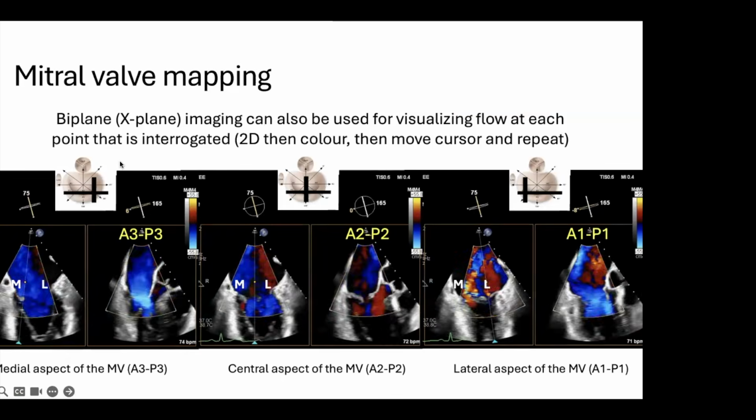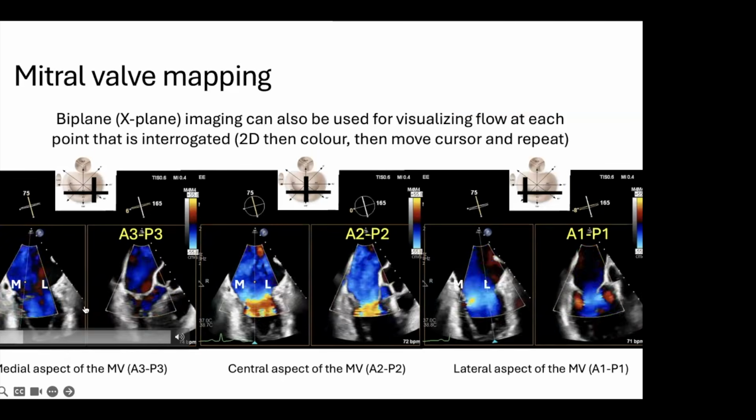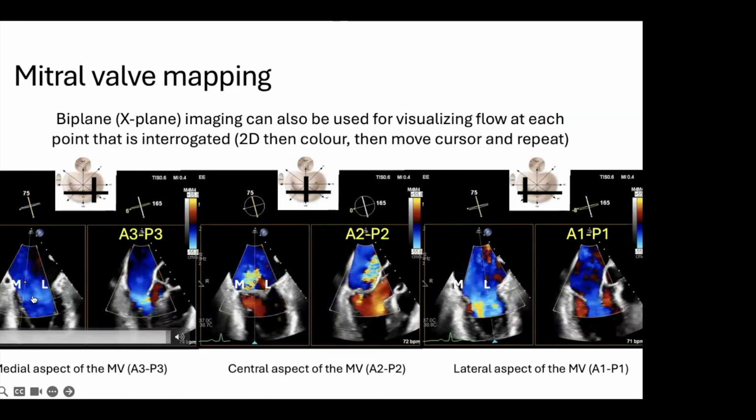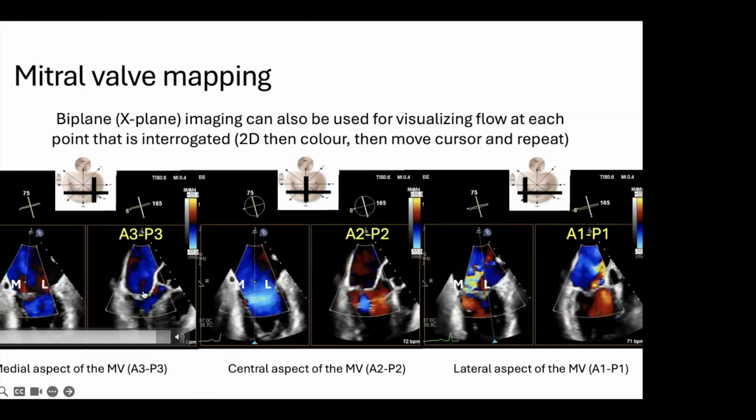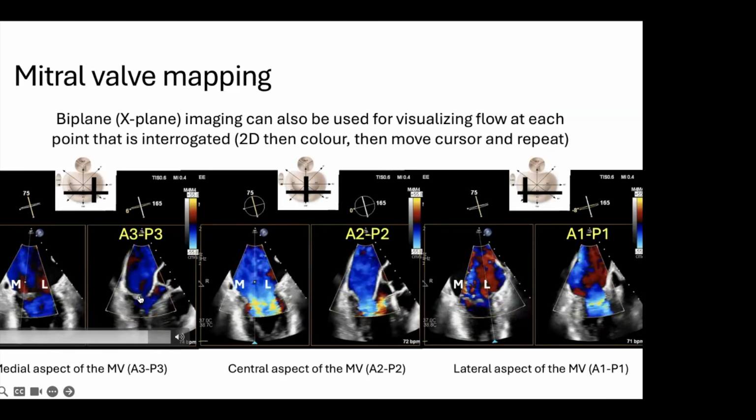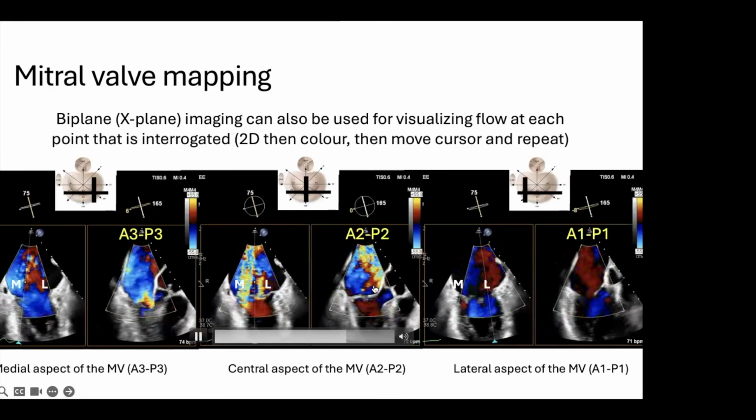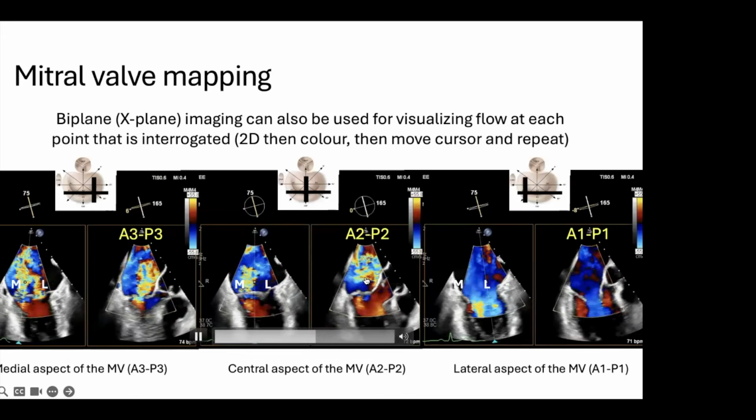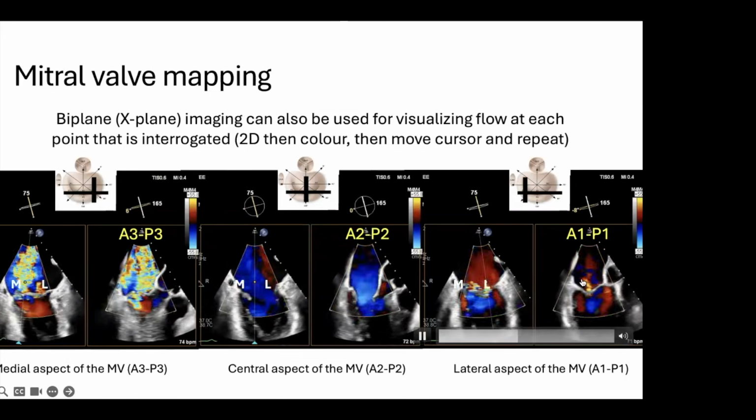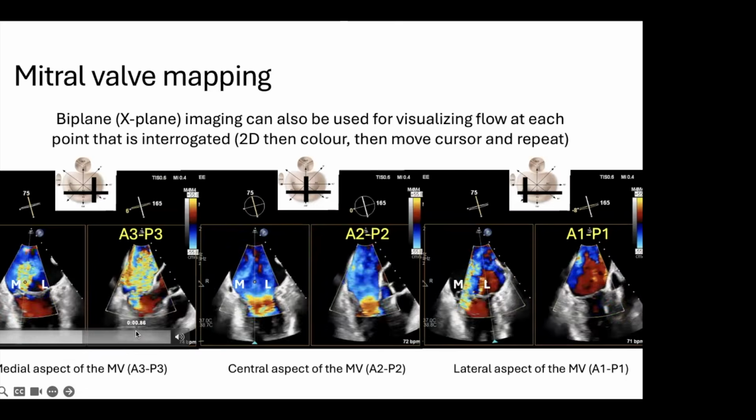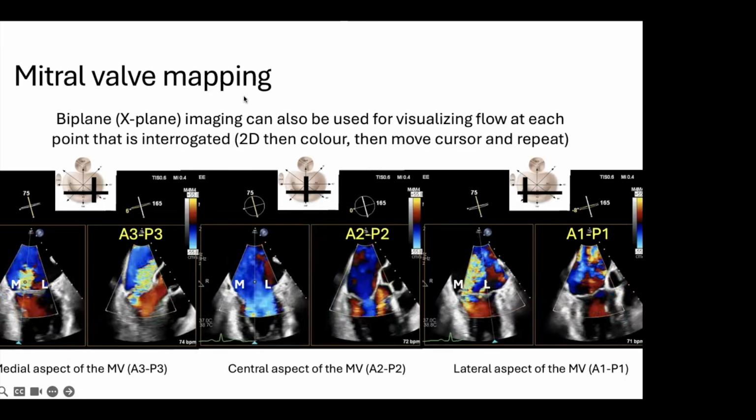And then likewise, you can map with color. We see this big medial jet here. And when we put the X-plane over the medial commissure, you see this eccentric, severely anteriorly directed jet of mitral regurgitation. But then when we interrogate the rest of the commissures, the twos and the ones, there's not much color that comes through here. The main problem is really medial, where this flail is.